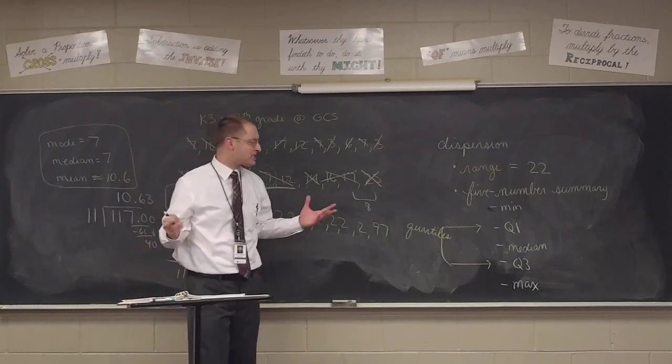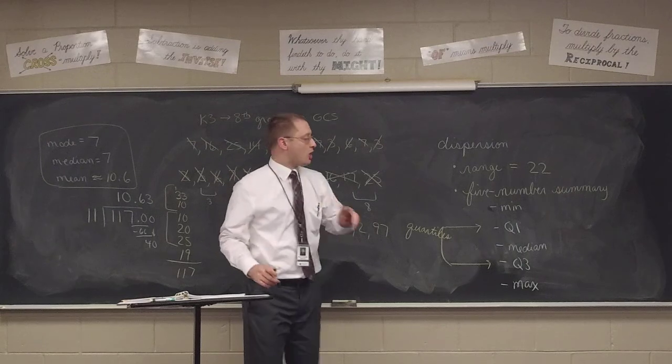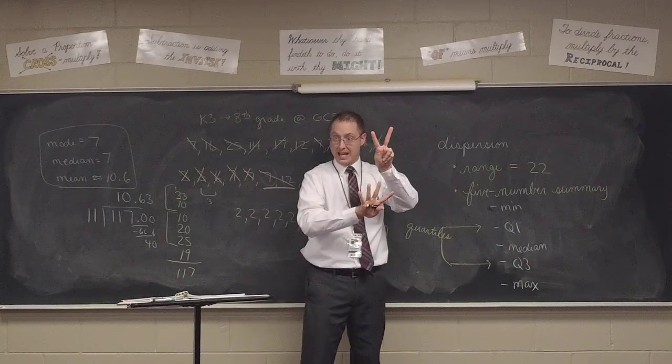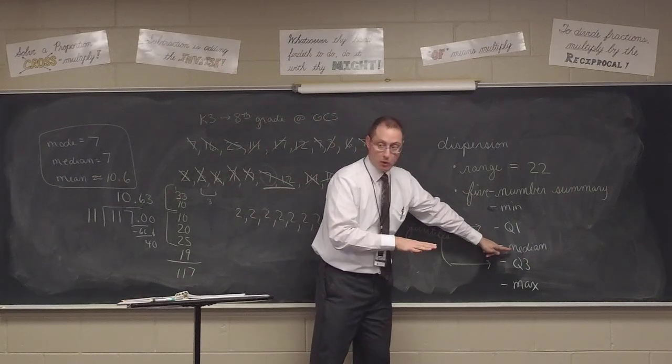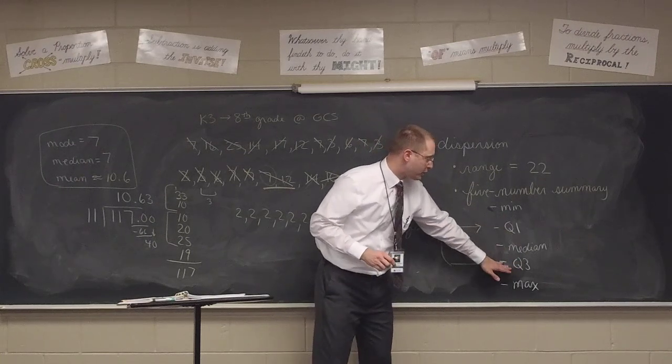And you might be like, well, Mr. Dasky, what happened to Q2? Well, remember what quartile means. It's a fourth, right? 2/4 would be a half. That's the median. That's halfway. So that's why it's Q1 and Q3, the first quartile and third quartile.